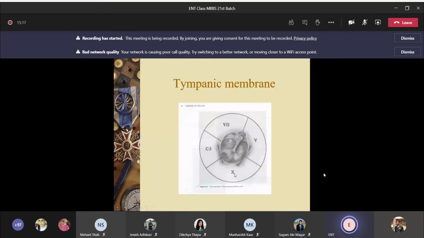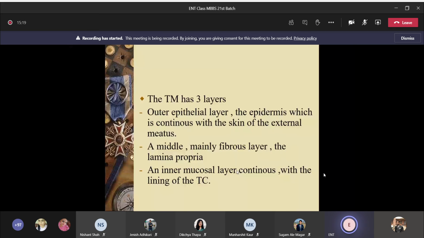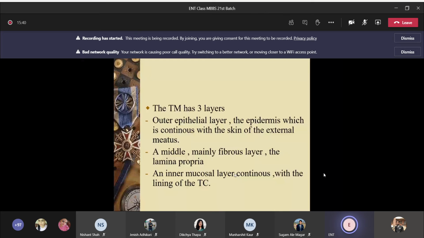The tympanic membrane has 3 layers. This is the outer epithelial, inner endothelial, and in between is the fibrous layer. The outer epithelial layer is the epidermis, which is continuous with the skin of the external meatus. And in the middle, the fibrous layer is known as the lamina propria. The inner mucosal layer is continuous with the lining of the middle ear cavity.